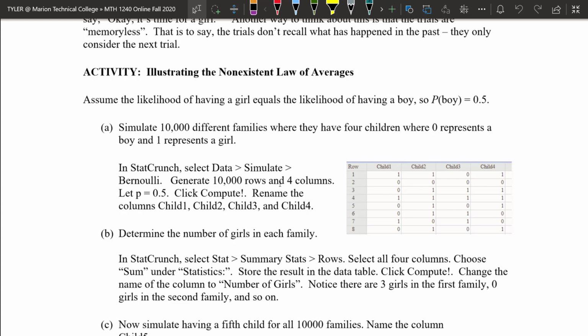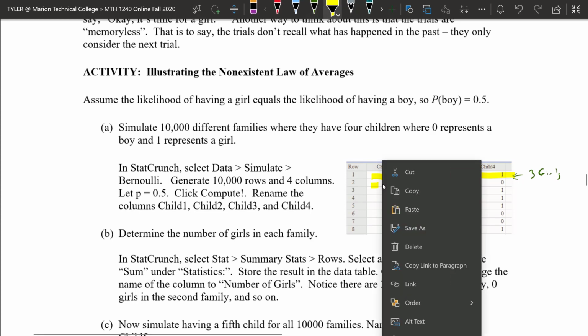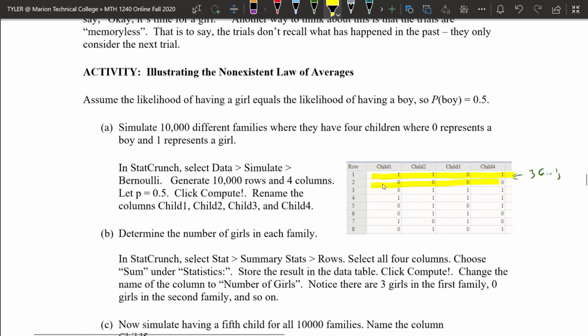So it's saying, notice that there are 3 girls in the first family and 0 girls in the second family, and so on, right? So if we're looking at this printout, if I look at the first family, the first row, there are 3 number 1s, right? So that means there are 3 girls here. And then in the next row, that would be like the next family, there are 4 zeros listed, so that would be 0 girls, right? In other words, they're all boys, right? So in this case, there are 0 girls, and so on, right? So that's what that's trying for us to notice.